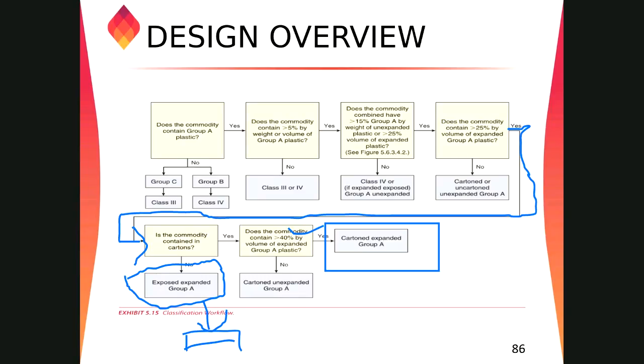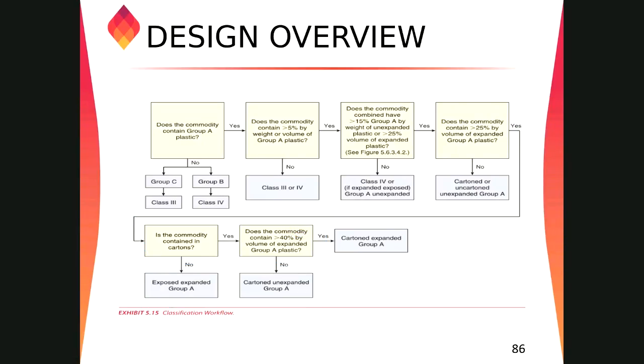And if it is not greater than 40% by volume of expanded group A plastics, then we have to go for cartoned unexpanded group A plastics. So did you guys get the idea regarding the classification of workflow for different commodities classification? Yeah, clear. So again, the same here.